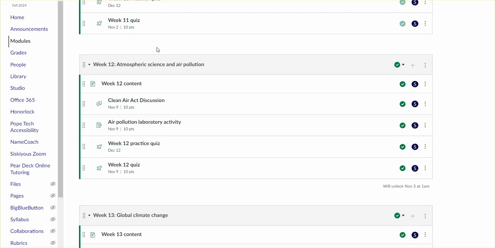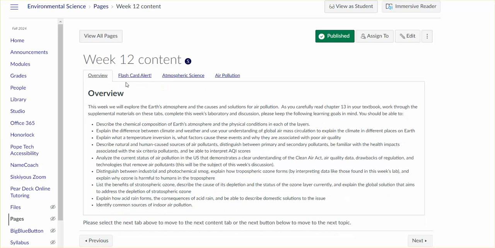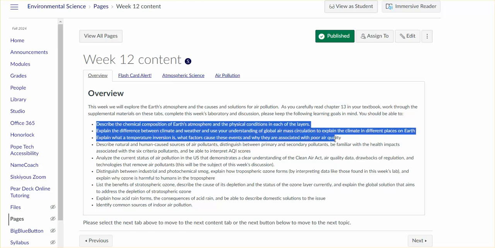This week we'll be studying atmospheric science and air pollution. The corresponding information is in chapter 13 in our textbook. On this tab, we have 9 learning objectives. The first three are about basic atmospheric science. So we're trying to first build our understanding of the atmosphere and how it behaves, what it's made out of, which gases it's made out of.